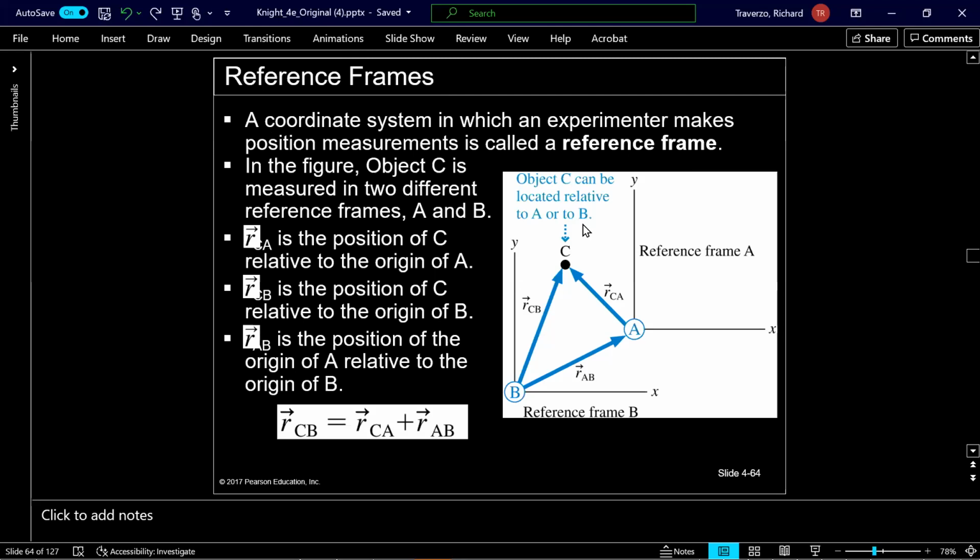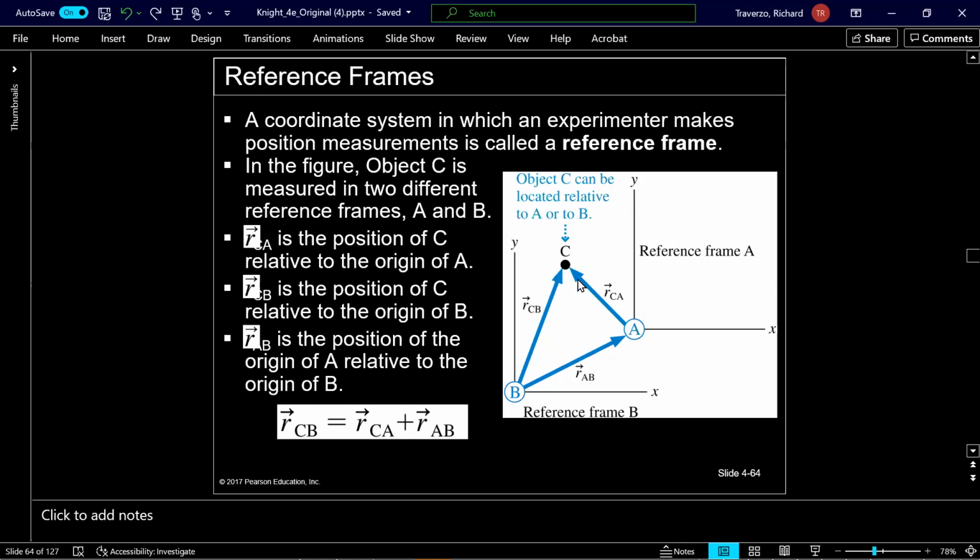Reference frames. What's a reference frame? This is something that physicists really enjoy, especially the higher level you get. A reference frame is a generalization of the idea of a coordinate system. In general, you have two coordinate systems with different origins, and they may even have different orientations. In this case, the coordinate systems have the same orientation, both x's to the right, both y's up, but there's nothing that requires that.